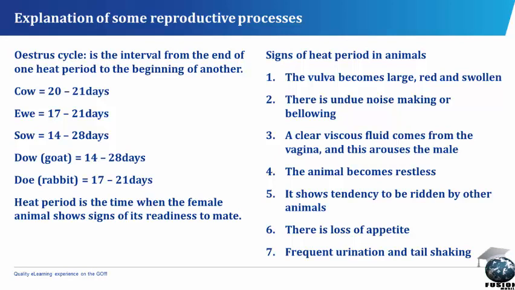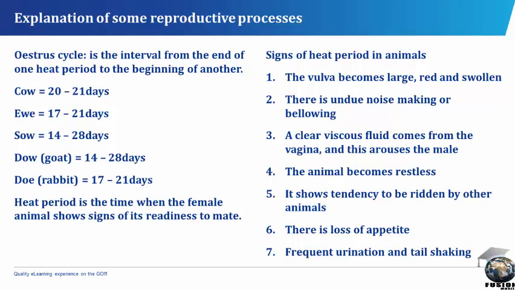The oestrus cycle differs depending on the animal. For the cow, the oestrus cycle lasts from 20 to 21 days. For the ewe, it lasts for 17 to 21 days, and the sow 14 to 28 days. The doe 14 to 28 days, and the doe 17 to 21 days.